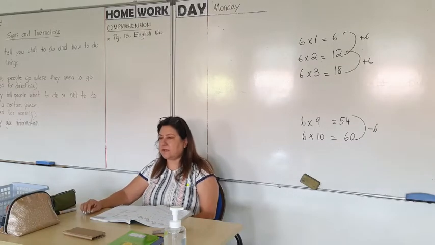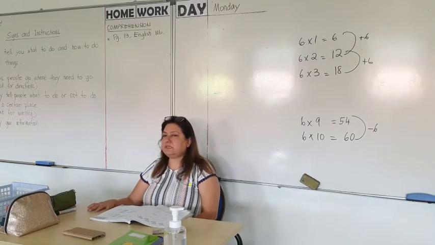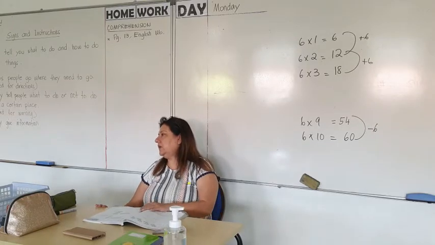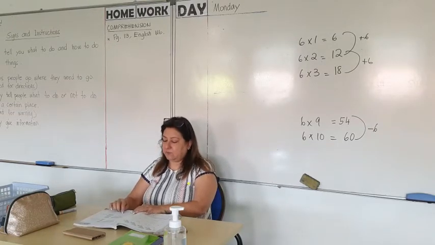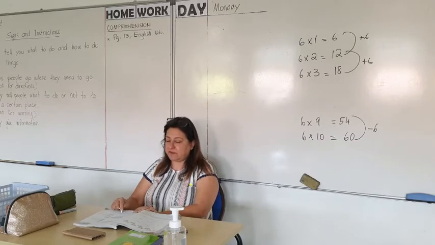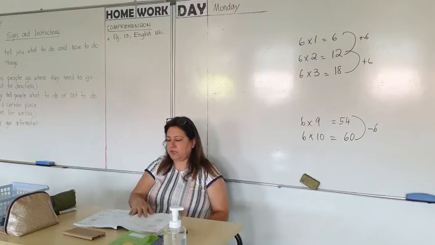Okay, 2 rows of 7 is 2 times 7, 14. 7 times 2, 14. 3 times 7, 21. 7 times 3, 21. Then at the bottom, 4 times 7 is equal to 7 times 4. 7 times 8 is equal to 8 times 7. And 7 times 10 is equal to 10 times 7. Okay, next page, date.